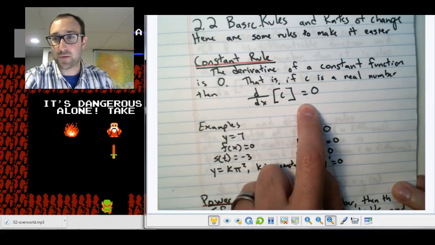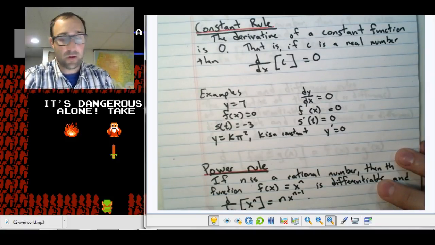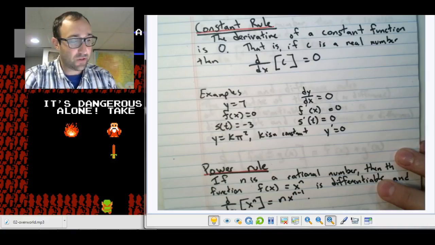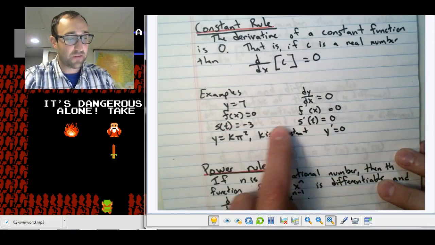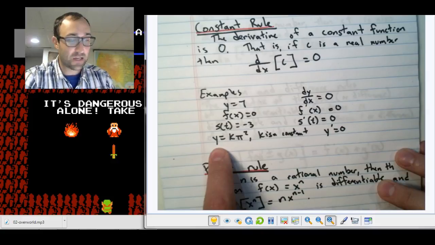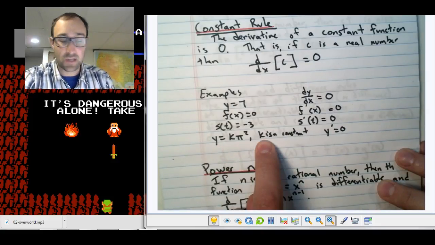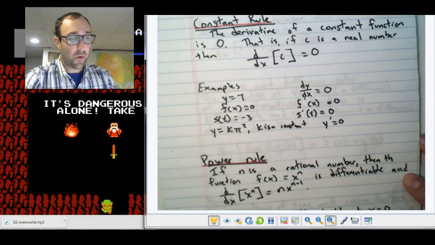So here's some examples of what that might look like. y equals 7. The derivative is 0. f of x equals 0. f prime of x equals 0. s of t equals -3. s prime of t equals 0. y equals k pi squared, where k is a constant. It's not a variable, it's a constant. y prime is 0.